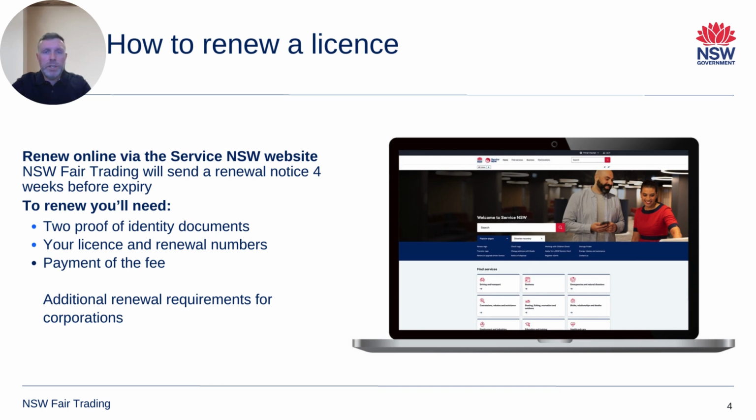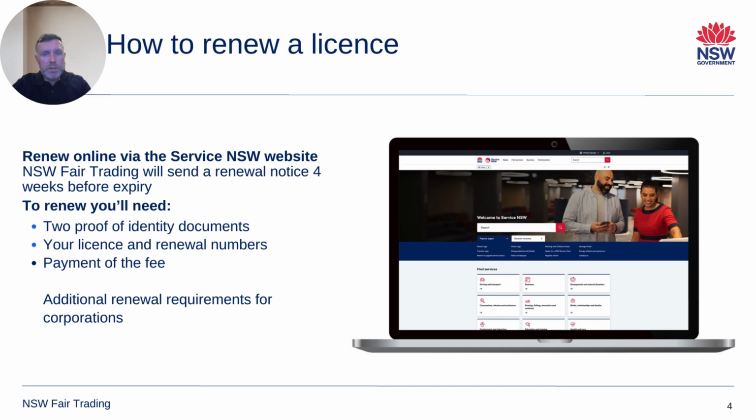And for corporations, additional renewal requirements include ensuring the corporation's nominated licensee in charge has met all licensing obligations, including their CPD obligations, updating any changes to the corporation directors, partnerships, or business structure as required by New South Wales Fair Trading. Remember to renew your license before it expires to avoid becoming unlicensed.